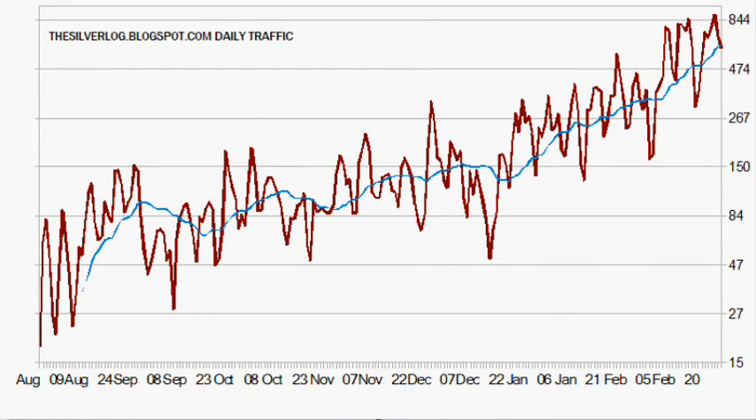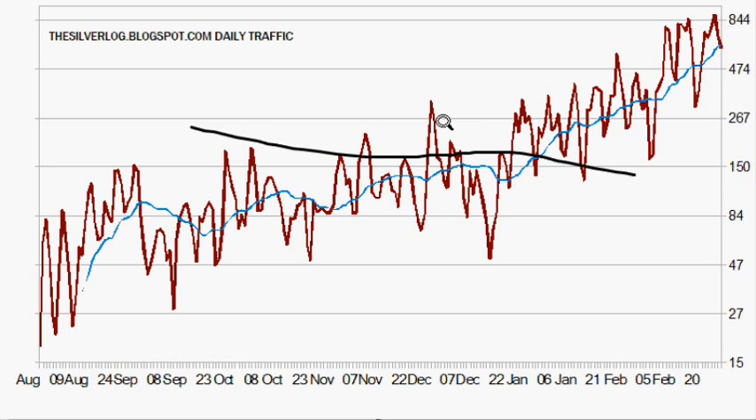Now, as far as the traffic on the Silverlog blogspot, it's continuing to grow at this exponential rate. This is a logarithmic chart with the amount of viewers that are coming onto the site. So thank you very much. It's been very exciting to see the gains coming into play. It won't be long before there'll be 1,000 viewers in one day at the blog.